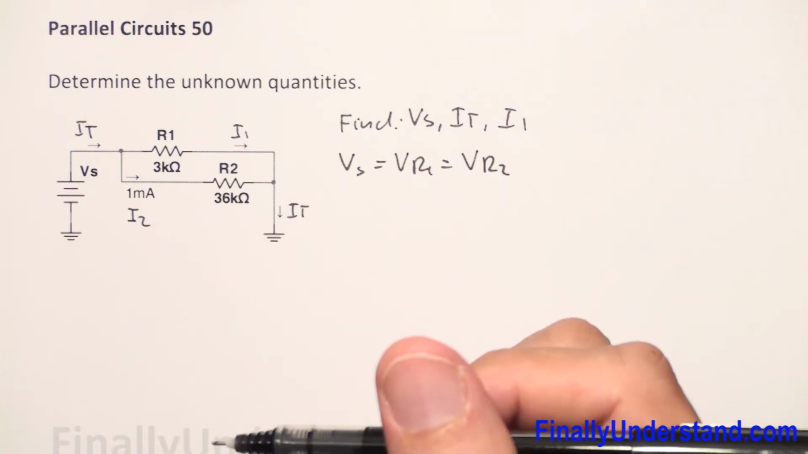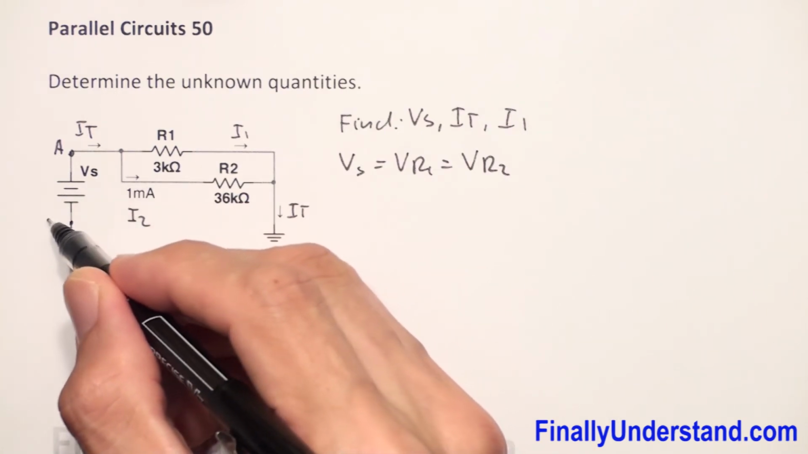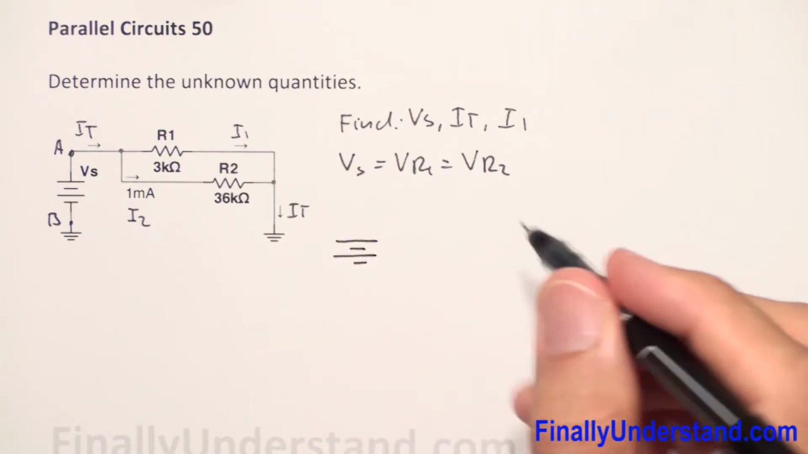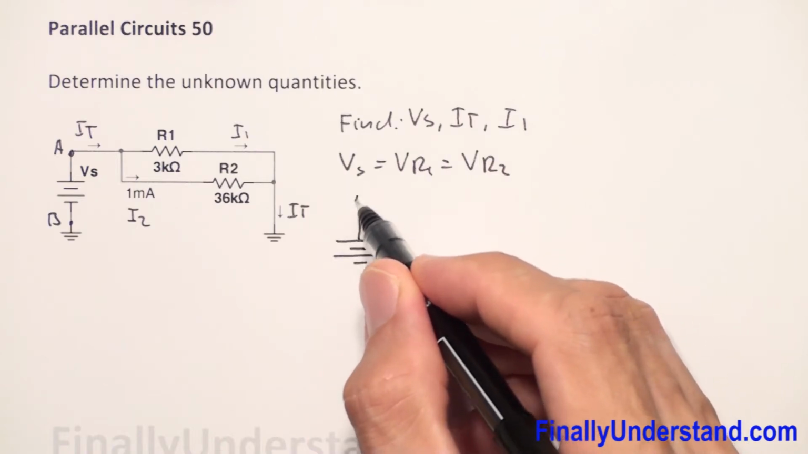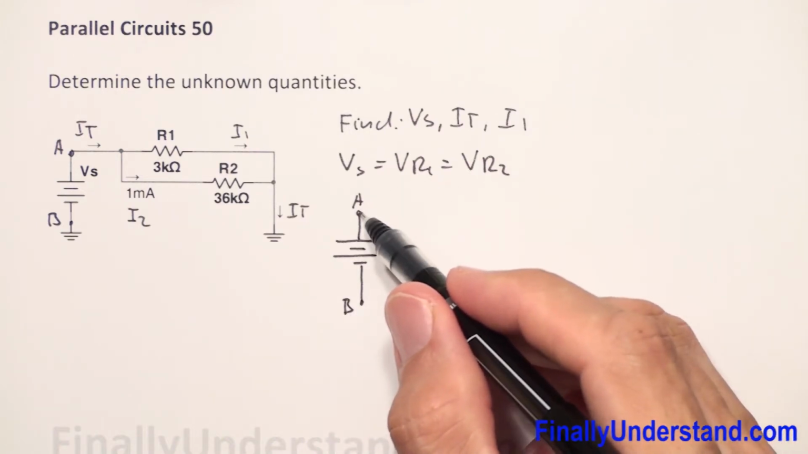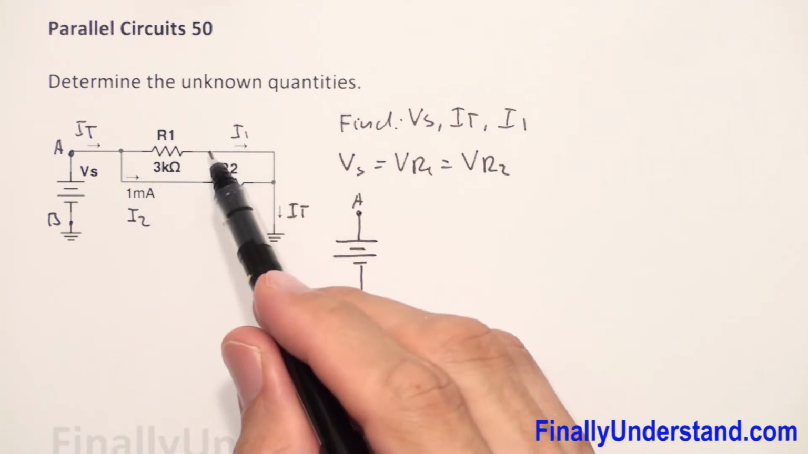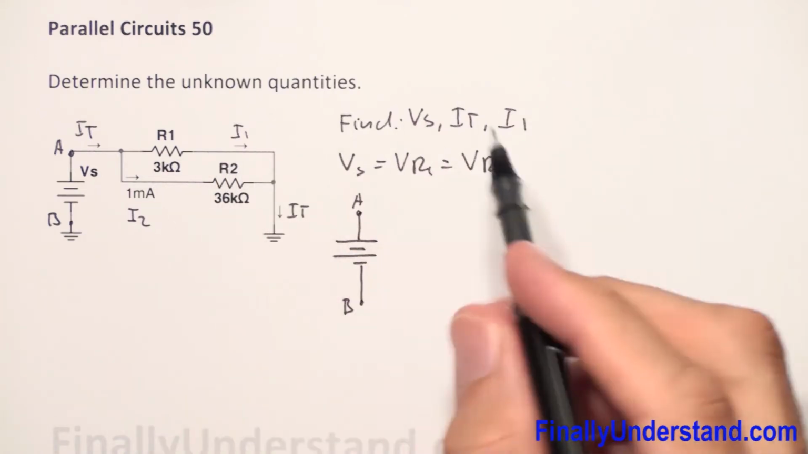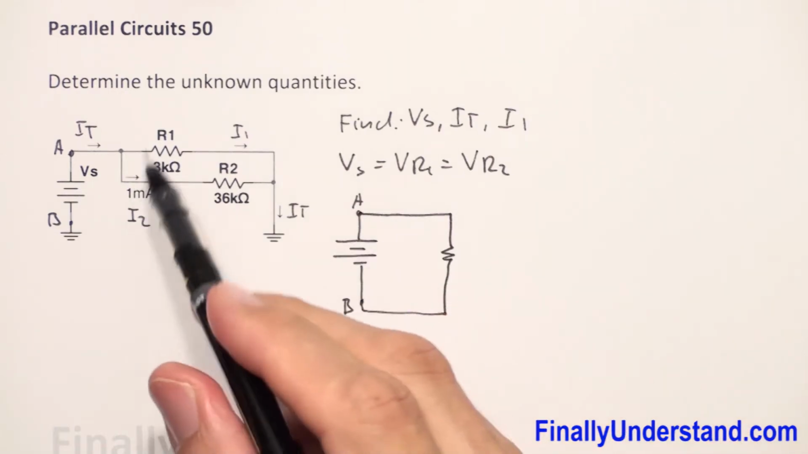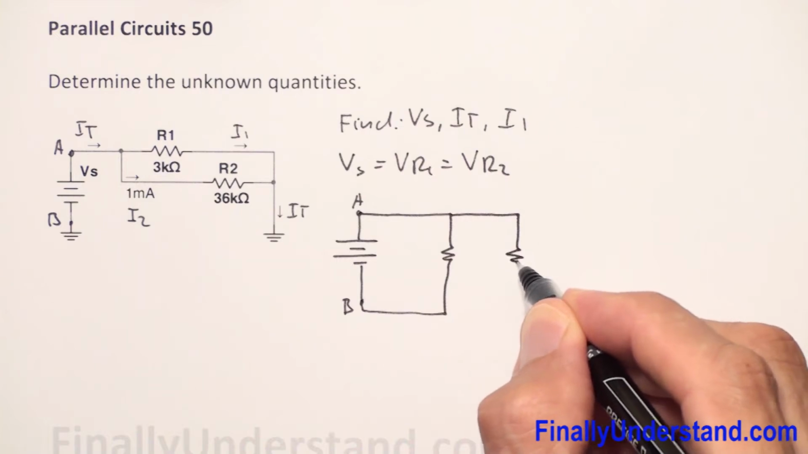How am I supposed to do that? Let me just call this point A. This is ground, but this is my point B. Okay, I'm going to draw my modified diagram over here. So this is my point A and this is my point B. Point A is connected to resistor R1, okay, and other terminal of resistor R1 is connected to the ground. In other words, is connected to point B. So I have my R1 over here, okay, connected to the points A and B, and I have resistor R2.